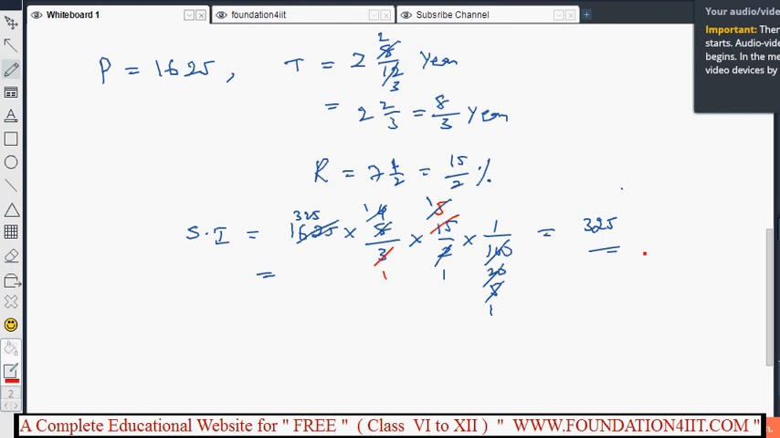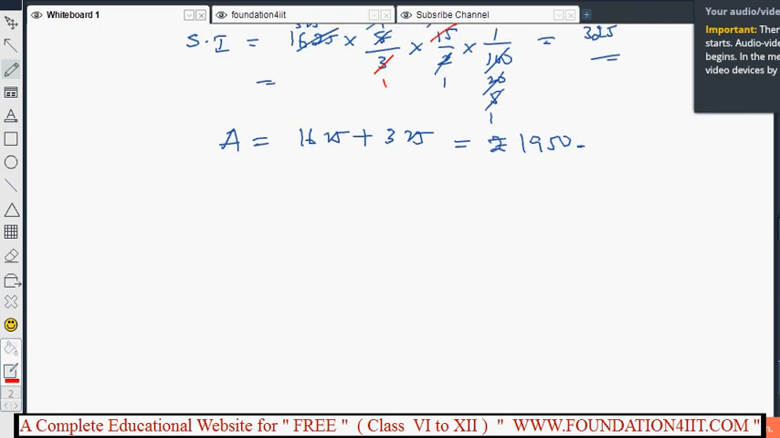Now if they ask me to find the amount, amount is equal to principal, that is 1625, plus interest 325, that is 1950. So 1950 is the total amount. Fine. Now when a particular time is given, from one date to another date, how do we find it? Let's see here.